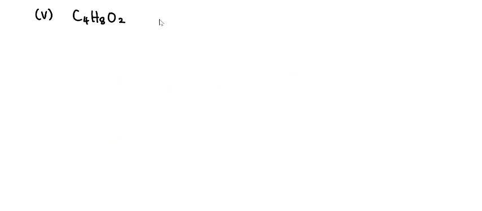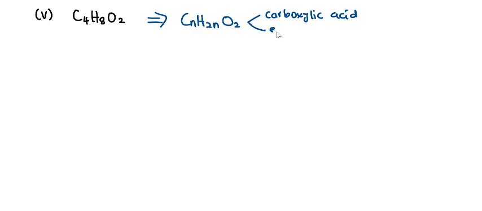Last but not least, we have C4H8O2. So the general formula is CnH2nO2. So from this general formula, we know that it can be a carboxylic acid or an ester. Okay, so we have a functional group isomer for this structure, and we might have a chain isomer, and also we might have a positional isomer.